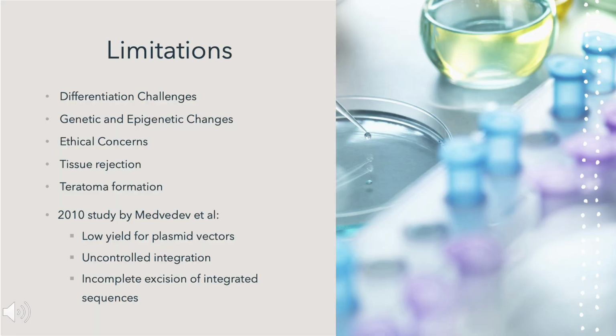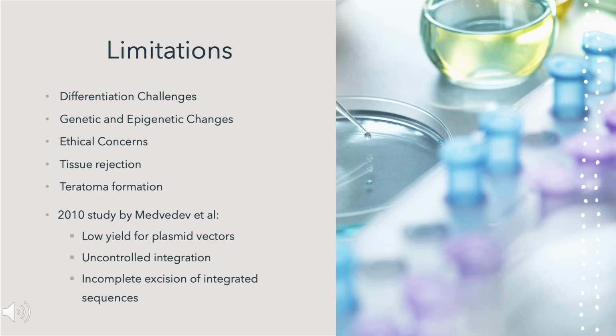Pluripotent stem cell culturing has several limitations. First, achieving controlled and efficient differentiation into specific cell types can be challenging. Continuous passaging may lead to genetic and epigenetic alterations, and the use of embryonic stem cells raises ethical concerns. There is also a high risk of tissue rejection, as well as potential teratoma formation, which is a germ cell tumor. In a 2010 study by Medvedev, plasmid vector showed low yield.